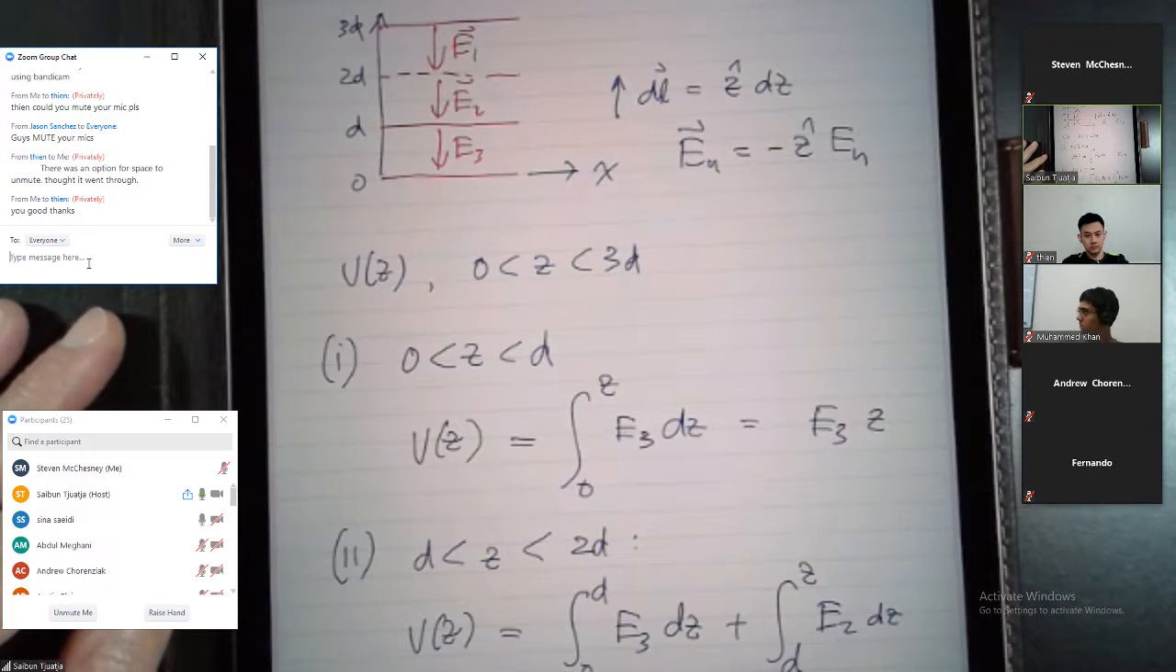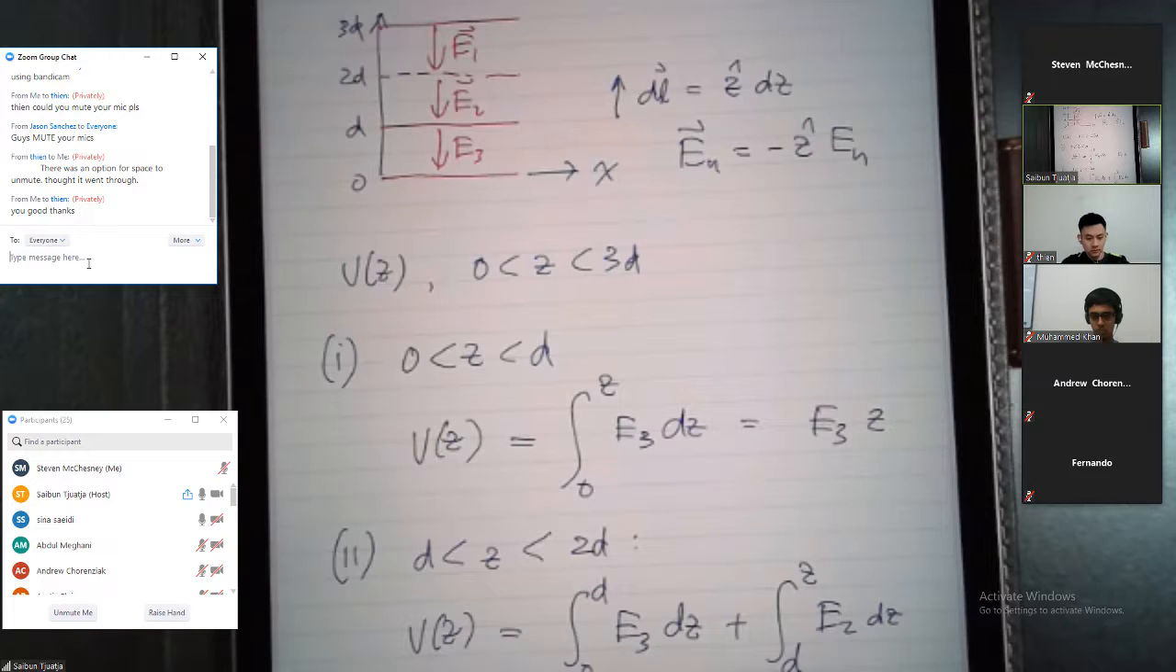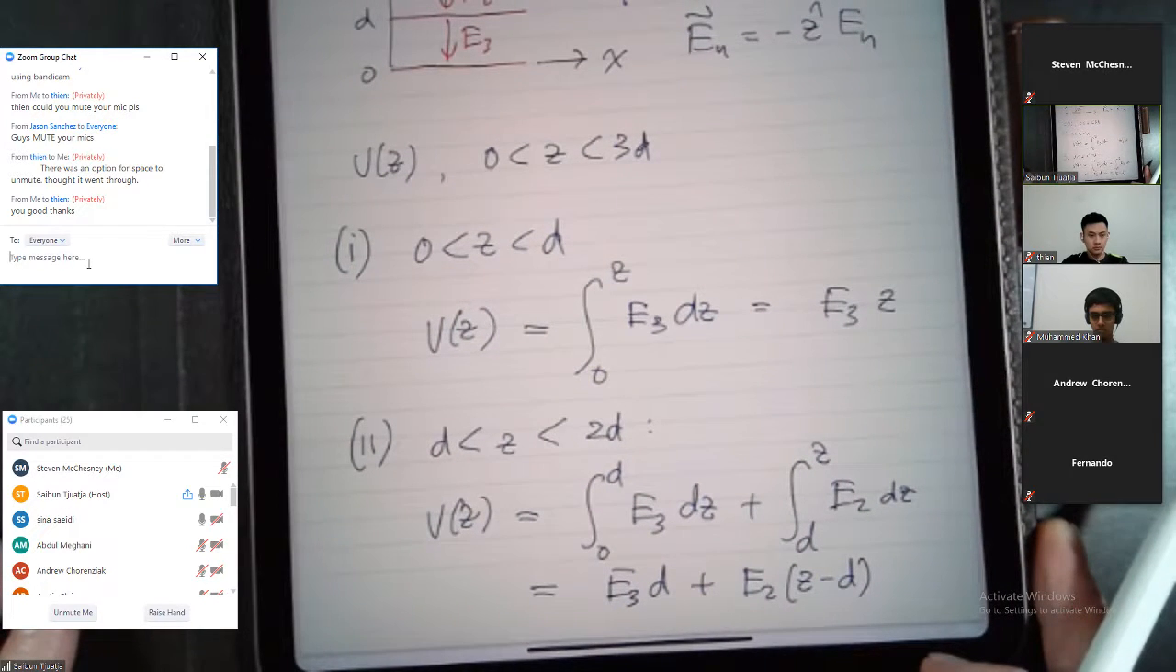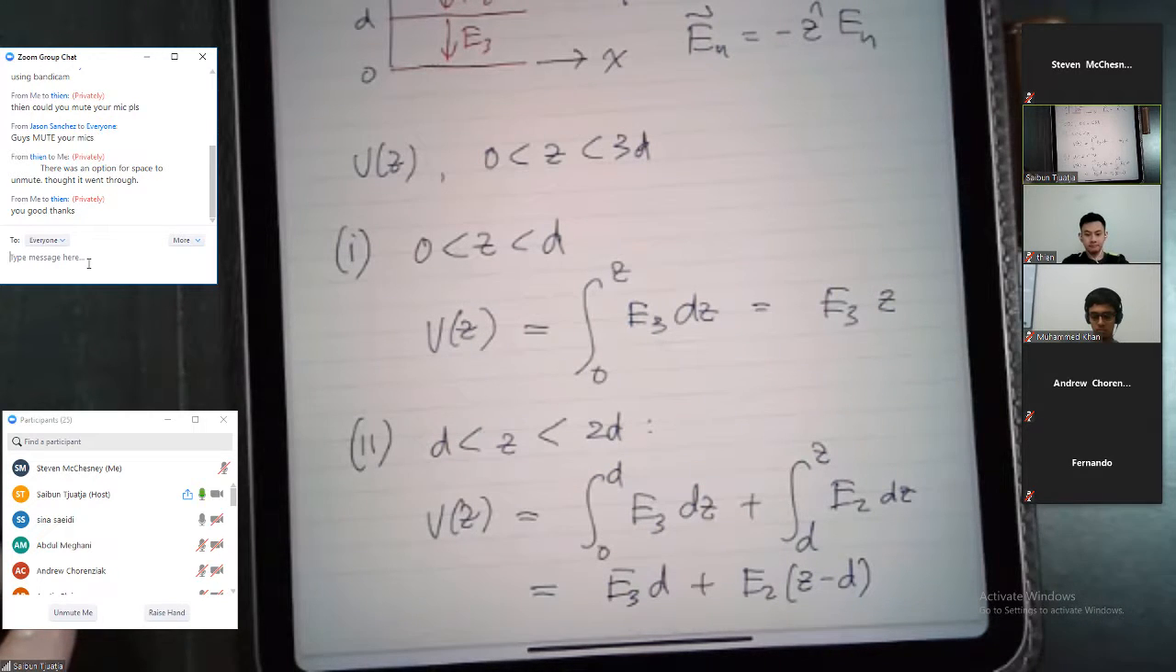Does it make sense? So what is this? This is nothing but E3 times d plus E2 times (z minus d), right? Any questions? So if z is between d and 2d, this is the potential. Everybody see that? Any question at all? All right. Because our reference, remember, our reference for our voltage is at 0.